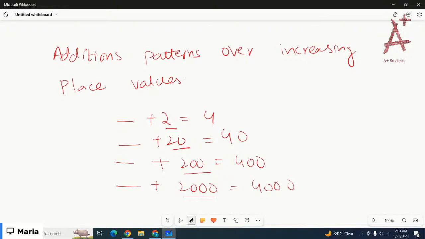So start with the first one. 2 plus what number makes 4? 2 plus 2 makes 4, right? Then 20 plus 20 makes 40.